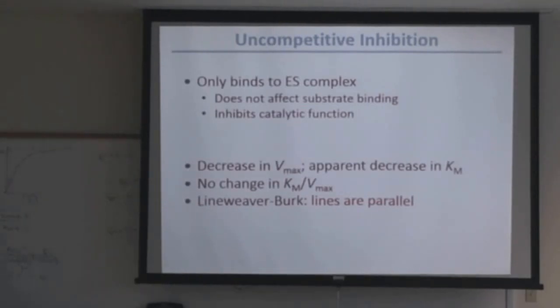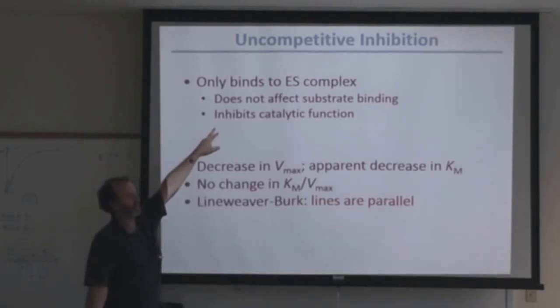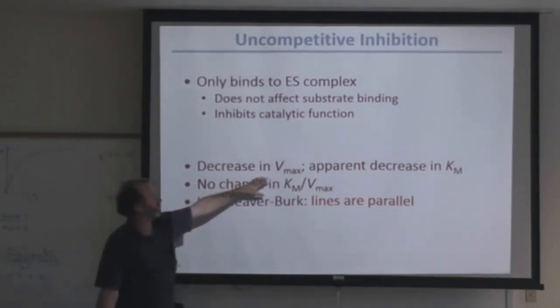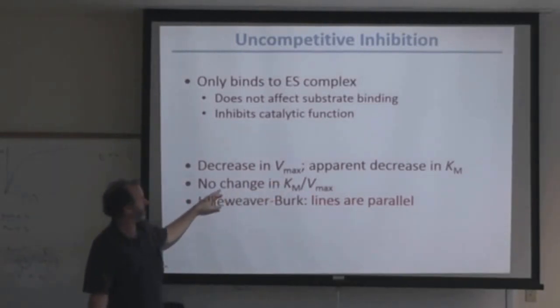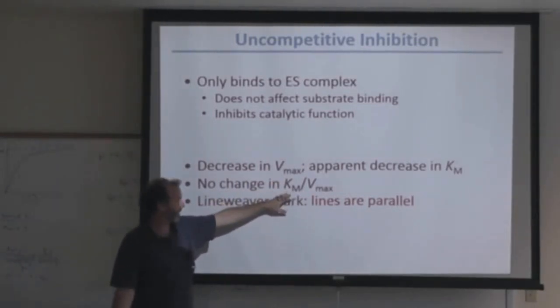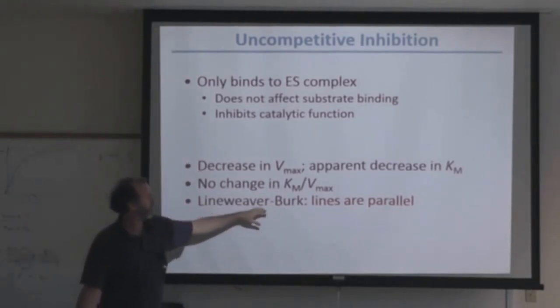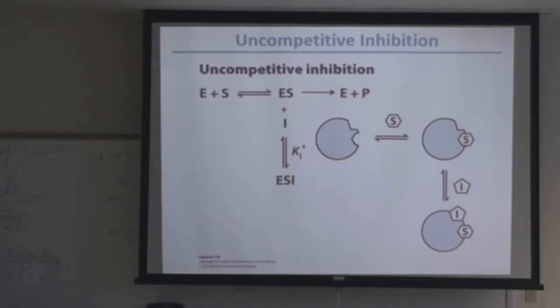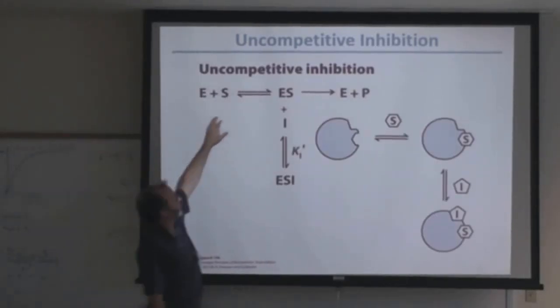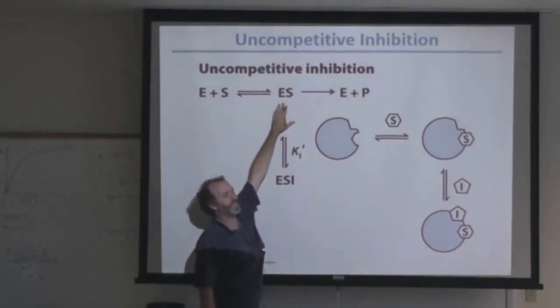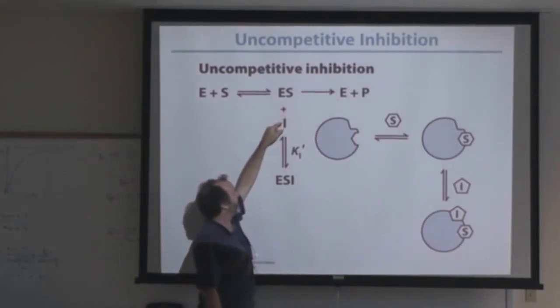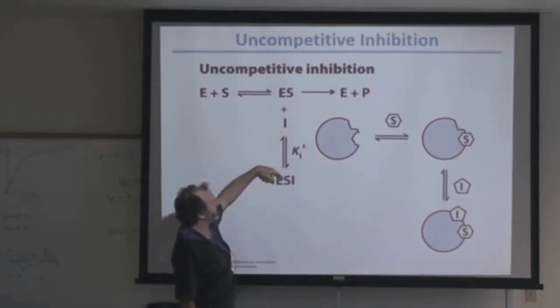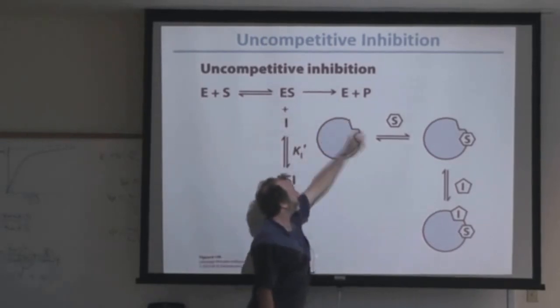Uncompetitive inhibition only binds to the ES complex, does not affect substrate binding, and inhibits catalytic function. So you have a decrease in Vmax, an apparent decrease in Km, no change in the Km divided by Vmax, or your slope. Lineweaver-Burk lines are going to be parallel. In this model, enzyme plus substrate forms an enzyme-substrate complex. This is the only thing that can bind the inhibitor to form this ESI, where you'll inhibit the reaction from taking place, or you can end up with your product formation.